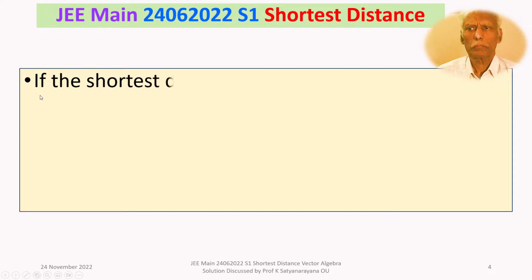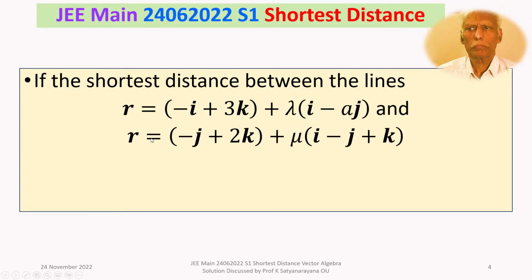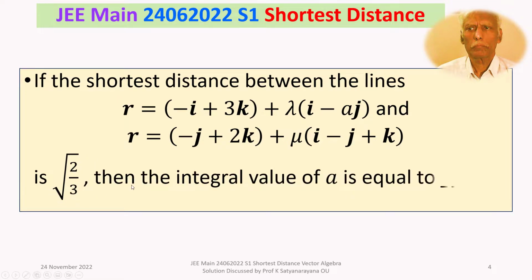The problem is: if the shortest distance between the lines vector r = -i + 3k + λ(i - aj) and vector r = -j + 2k + μ(i - j + k) is √(2/3), then the integral value of a is equal to.